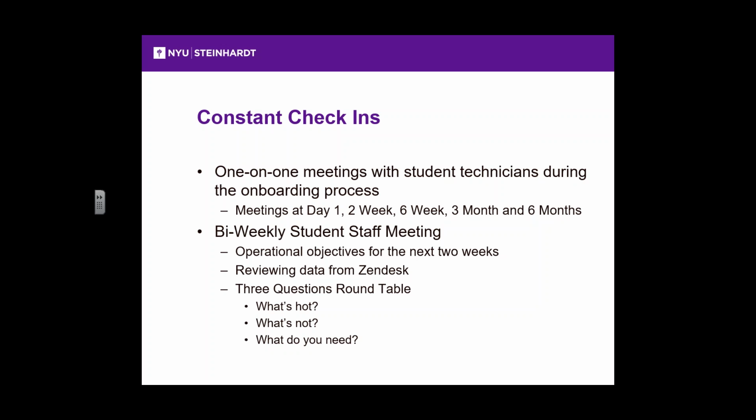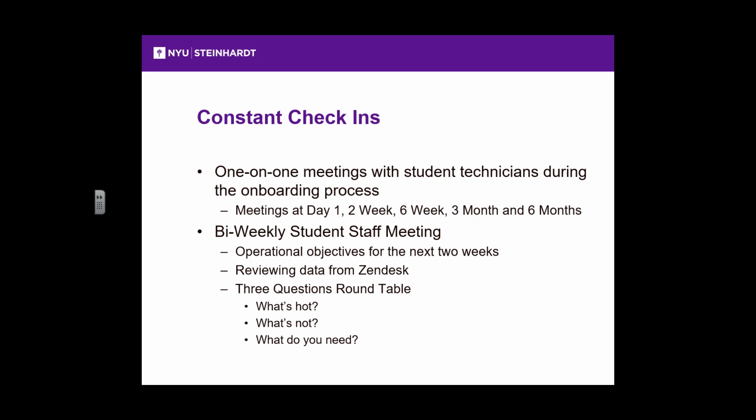The other time we check in is we have a bi-weekly student staff meeting. At this meeting, we talk about operational objectives for the next 2 weeks. We review the data from Zendesk, particularly the metrics time to first response and time to first resolution. And then the other metric we would probably look at is ticket volume. That way, all our students have an idea of what the big picture of the help desk looks like.